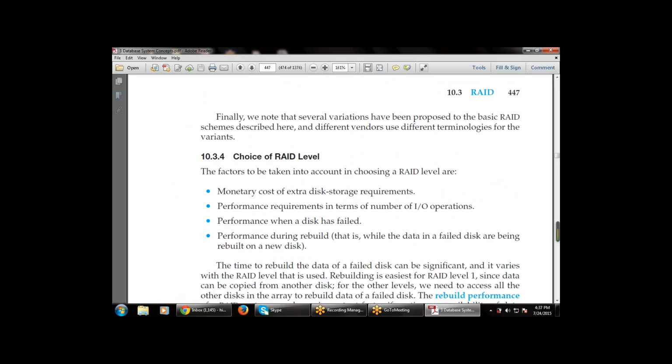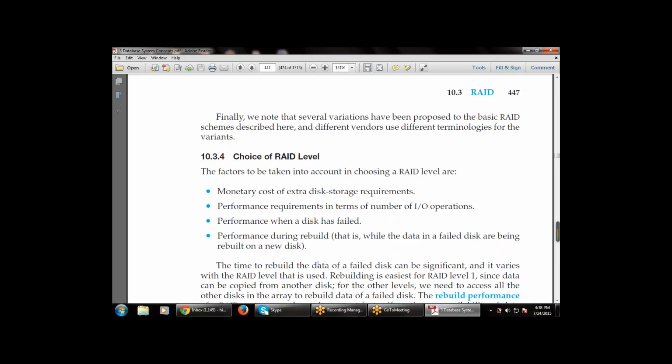So the first factor that is taken into account is the monetary cost, that is how much money is required for the RAID level, that is the monetary cost of extra disk storage requirement. Then performance requirement, that is what are the various performance requirements in terms of the number of input output operations. Then performance when a disk has failed. Then performance during rebuild. So these are the various choices that are available with the RAID levels.